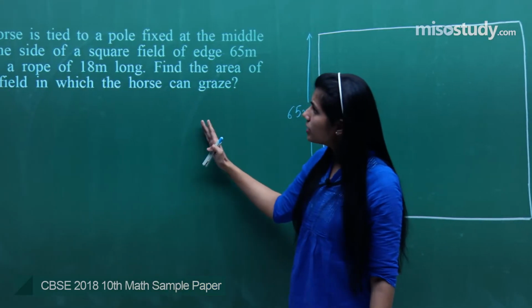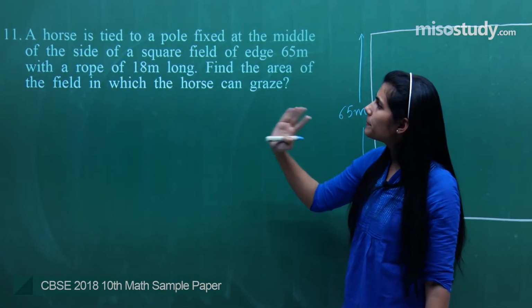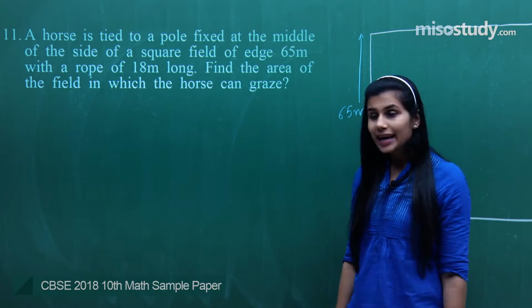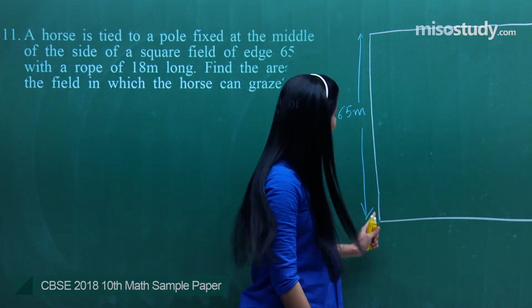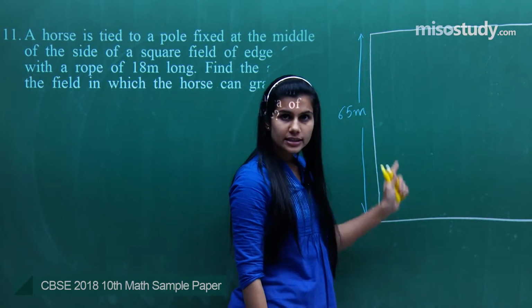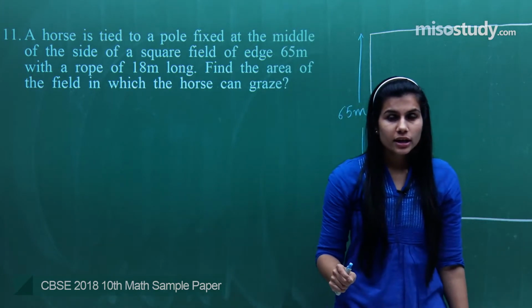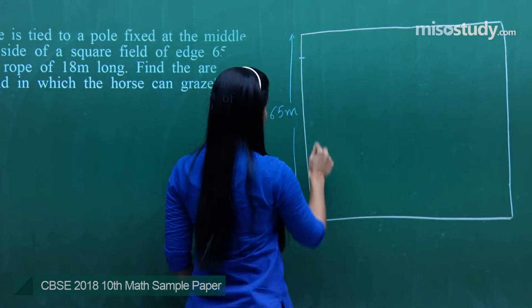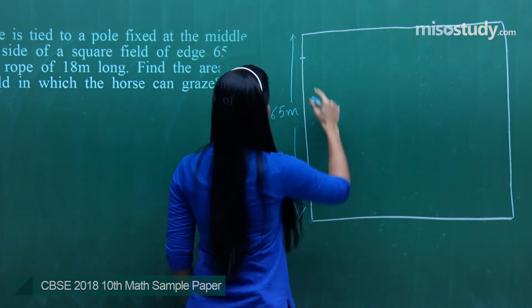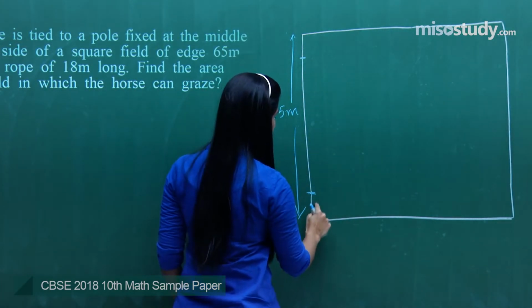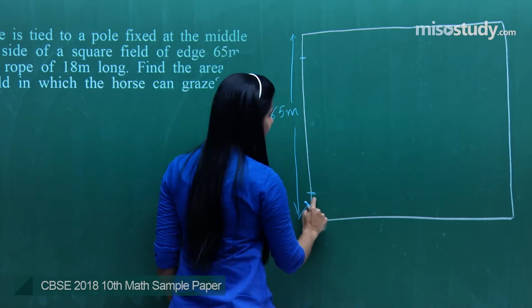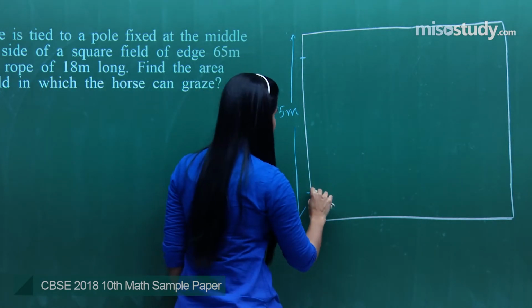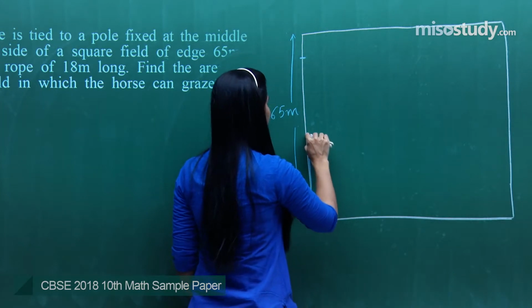It is saying that a horse is tied to a pole fixed at the middle of the side of the square field. So one of the sides of the square field is this, and there is a pole which is fixed right in the middle of this side. That means I'll move the exact same distance down and the exact same distance up from both the sides, and this is suppose the pole.